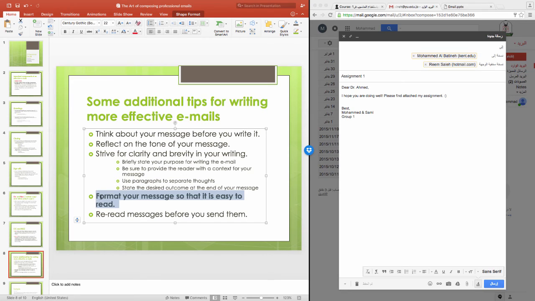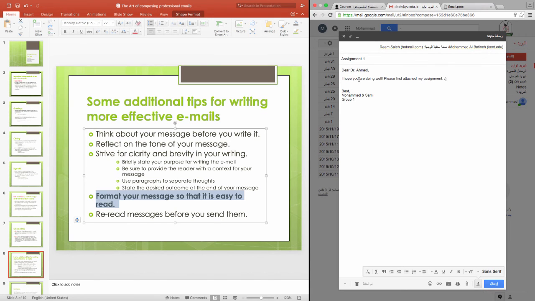Formatting is always important, and when you type an email, you have to format it in a way that would not distract the reader. For example, if you write I hope you're doing well, don't underline it. Don't go and bold another word. Don't use another type of font here. Okay, it looks weird, you know. It distracts the recipient of the email if you do these kind of things.